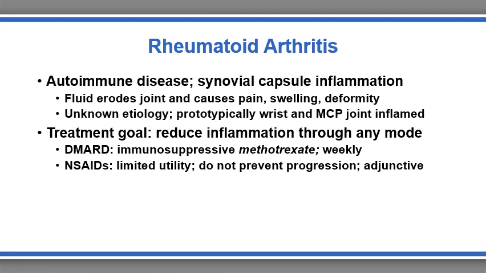The idea here is to administer these with the intention of suppressing the immune system. NSAIDs can be delivered here. They have limited utility, and the reason for that is they don't prevent progression of the disease. So these can be used as an adjunctive medication, primarily just for symptom relief, but they're basically not going to prevent any erosion. And again, you have to also weigh the risk, the pluses and minuses of taking an NSAID.